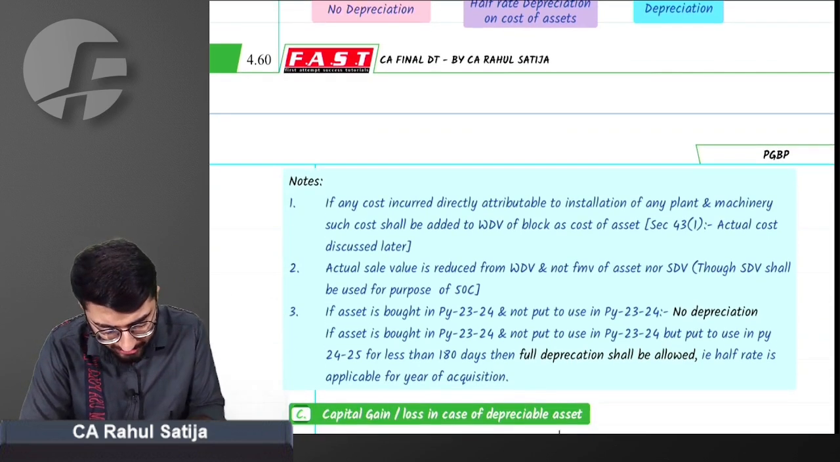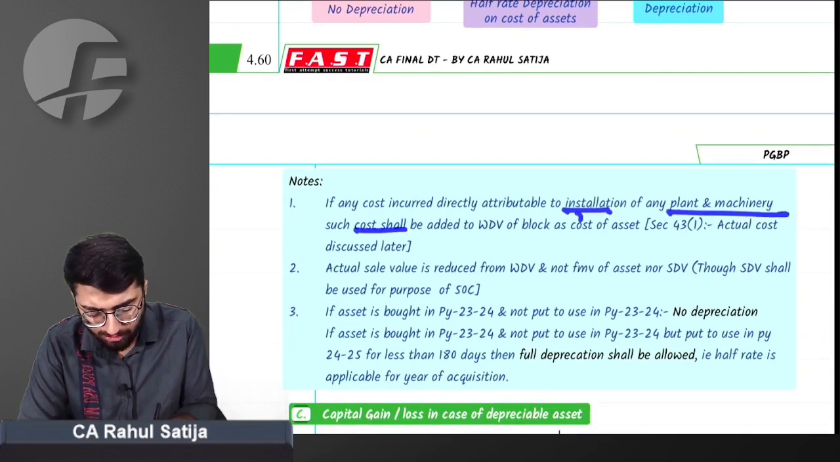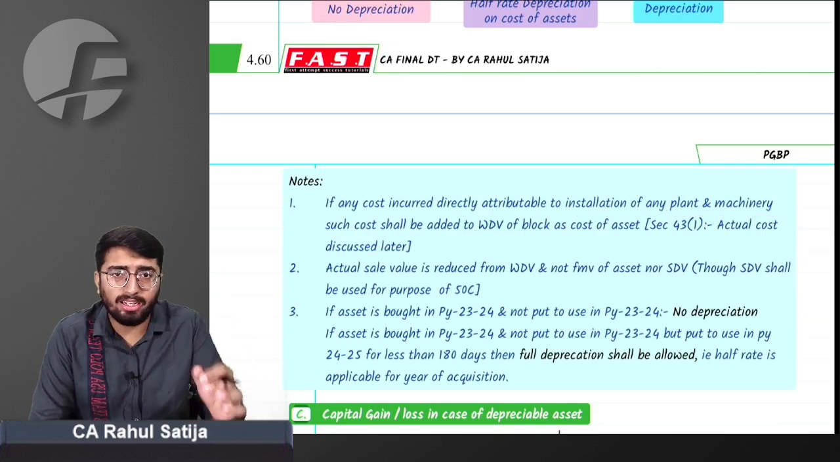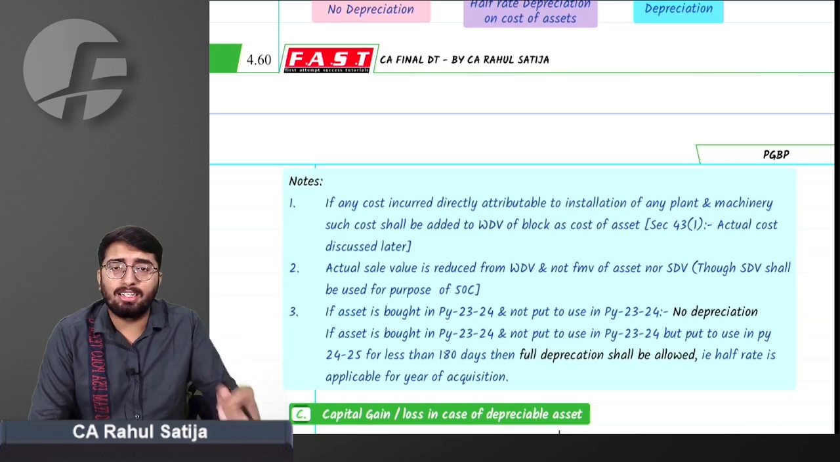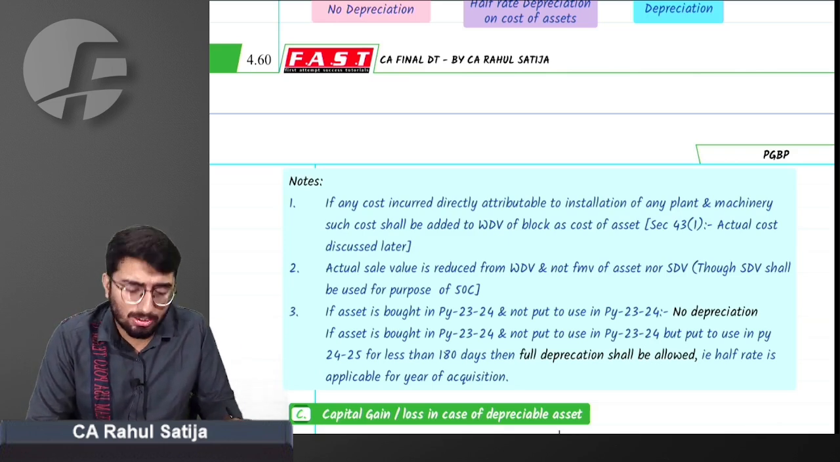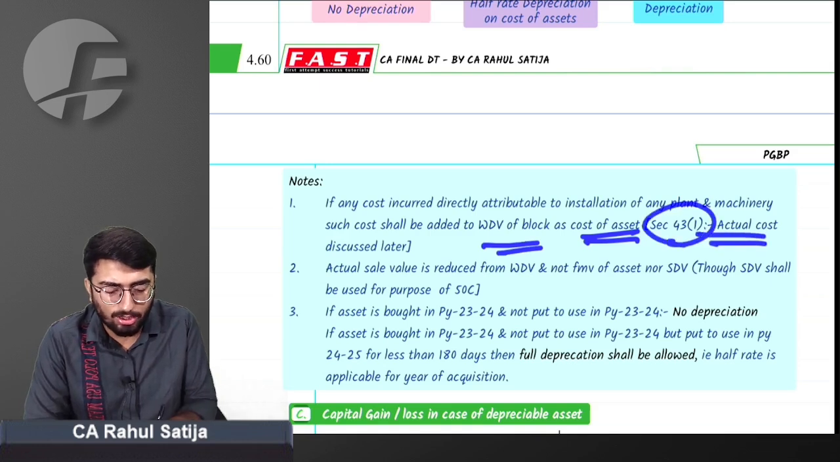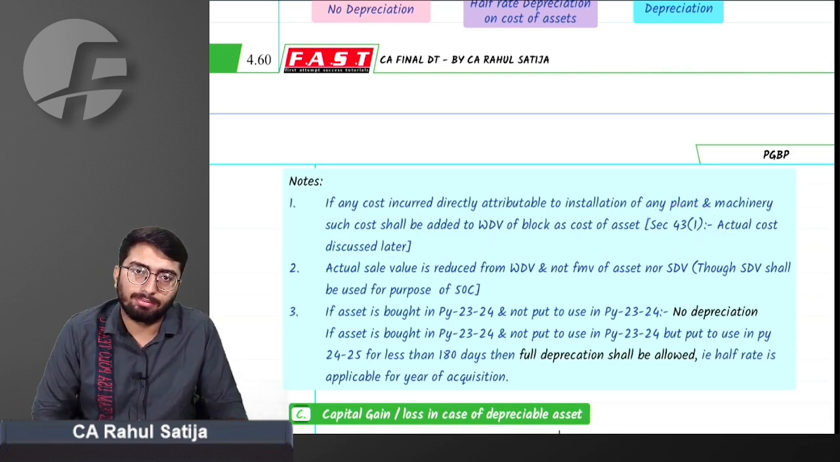Sir, if any cost is directly attributable to installation of plant and machinery, for example, you are paying any brokerage, installation charges, or any kind of freight charges to bring that plant and machinery to your premises, that cost will form part of your cost of asset or block of asset. Section 43A actual cost will be discussed later.